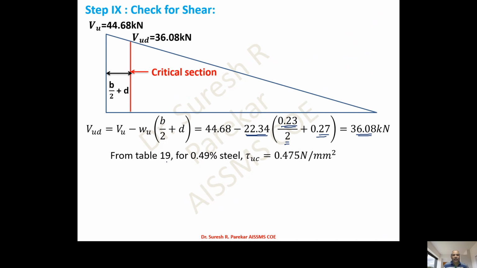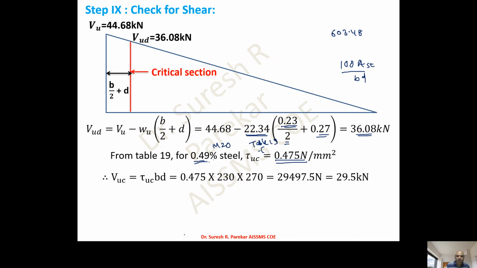Then percentage steel we will find, that is at support. So we are going to say that 50% steel will be available over there, and then we have total steel provided 603.48. Half of this we are going to consider over here, and from this we are going to calculate the value 100 Ast upon bd, which gives me the value 0.49. This value I will get from table 19, where we have percentage steel 0.49 and grade of concrete M20, which gives me the value 0.475 Newton per mm square.